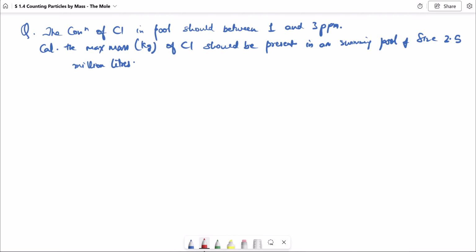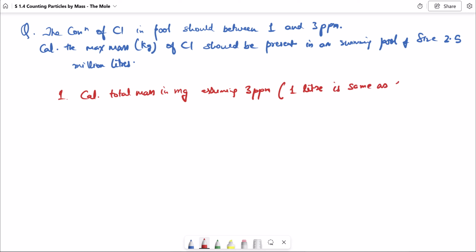How to solve? Easy. First step, calculate total mass in mg, assuming 3 ppm, that is, 1 liter is the same as 1 dm cube. You have to remember this. So can I say this will be 3 into 2.5 into 10 to the power 6. That means 7.5 into 10 to the power 6 milligram.